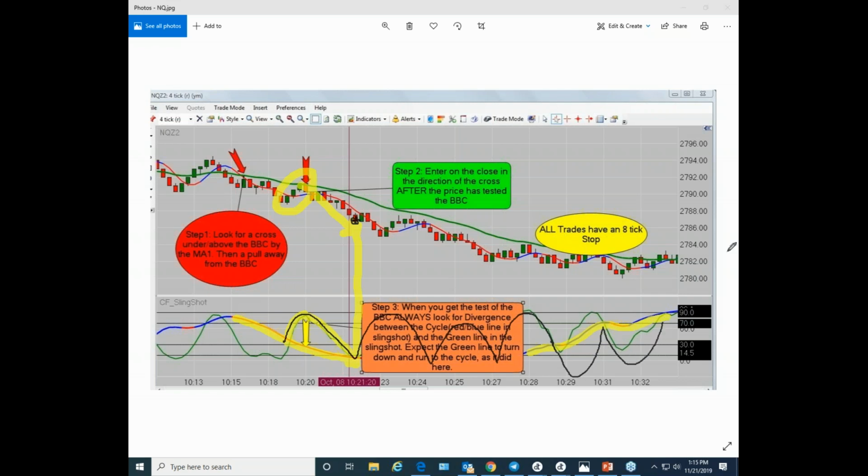So what you end up doing, right? Selling this top, selling this top, selling this top, buying this bottom and buying this bottom. And every time that green line gets into the cycle, this is where you're taking profits. That's why it all exists down here, right in the slingshot. This is telling us the momentum's down. This is telling us the momentum's up.